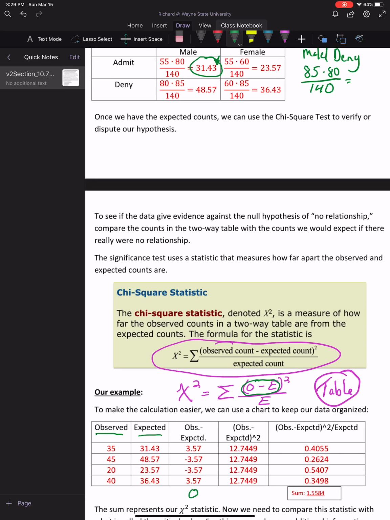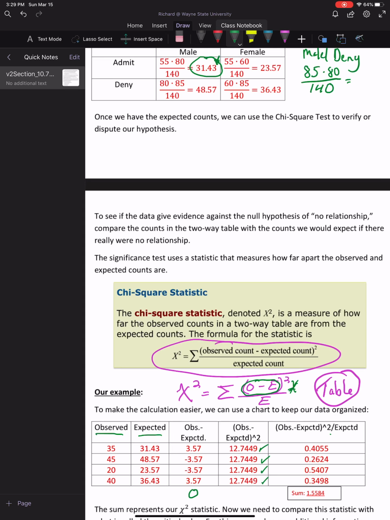Now, if you remember back to the computation for standard deviation back in chapter 3, remember we can't have this negative. So what we do to reverse that effect is just square it. And so that's what we do here. We square it. So we get 12.7449 for each of them. Now what you should notice is that's the entire numerator.